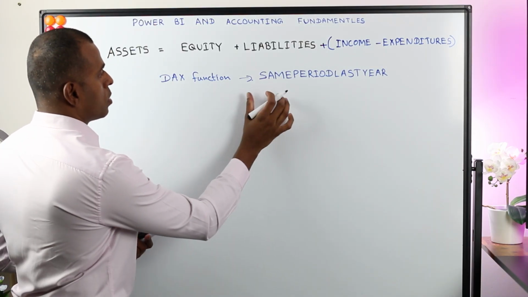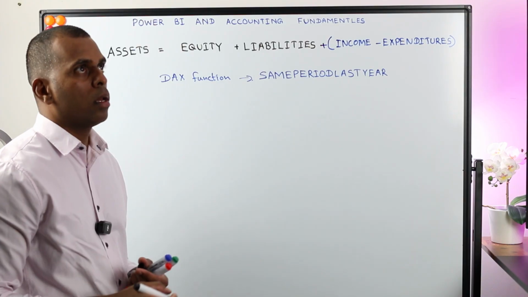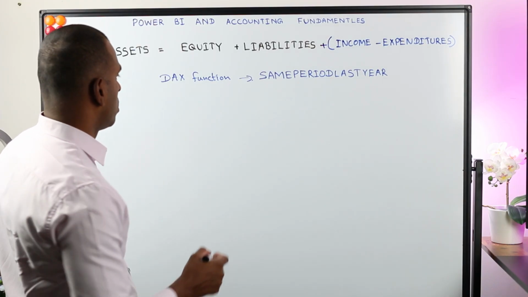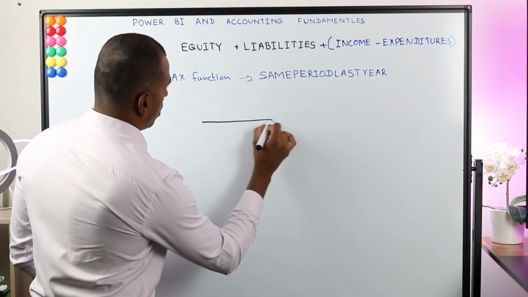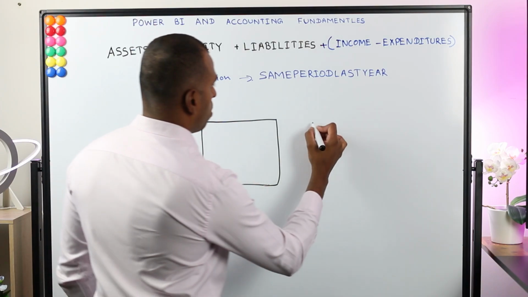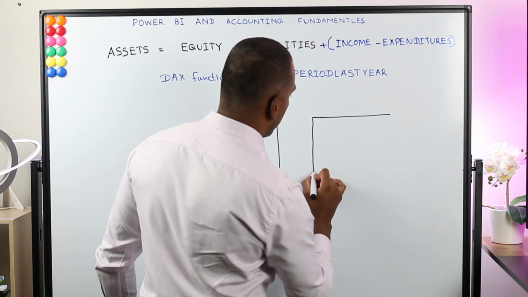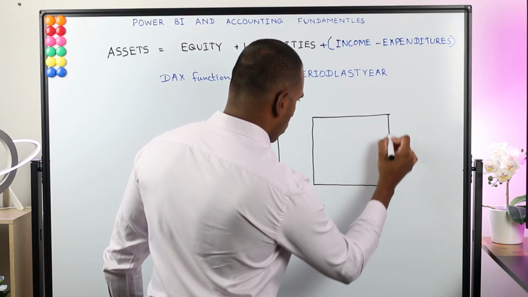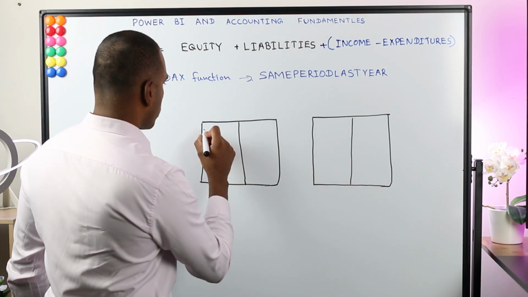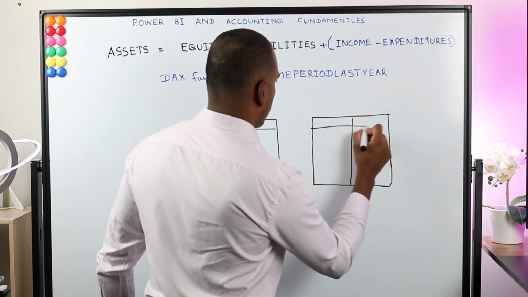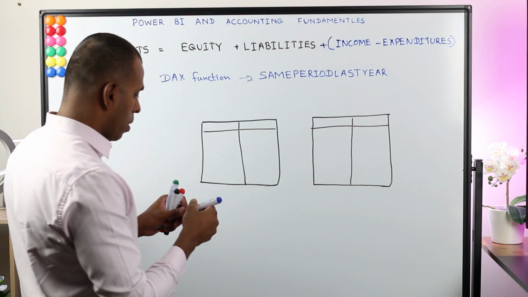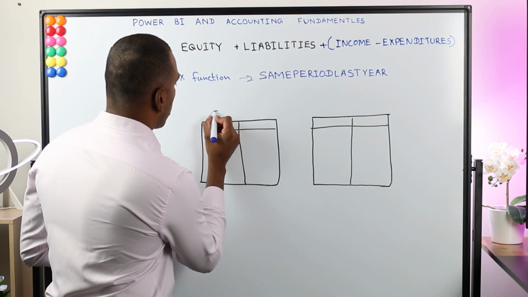So when you use this function, let's say you calculate the total sales, then use the same period last year with the total sales. You can make two tables like this in your Power BI report. This is just a direction. You can use whatever columns you need, but I just use two columns. Alright. In the first table I named it the current year.